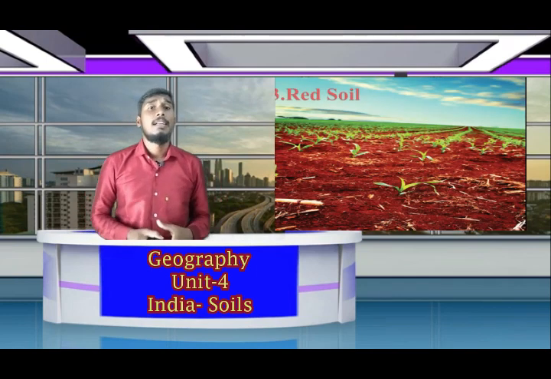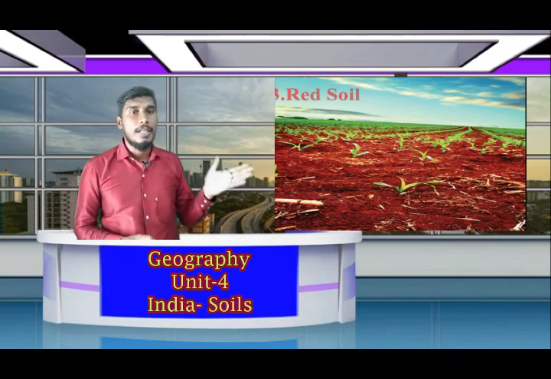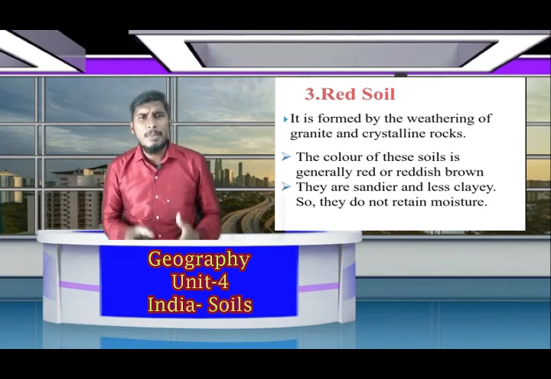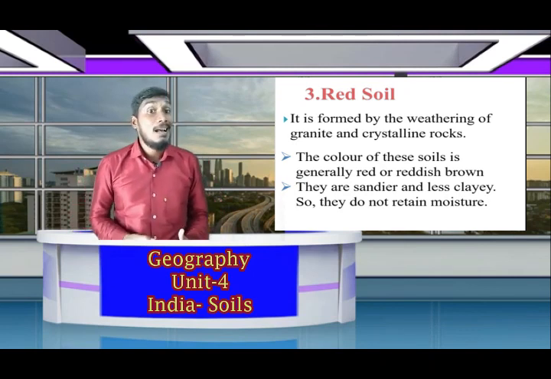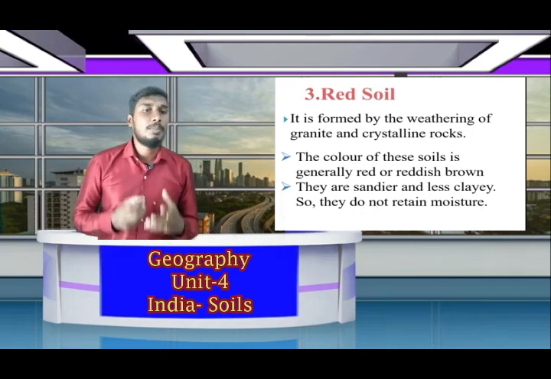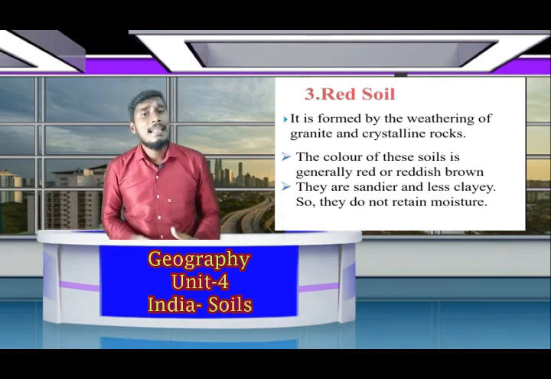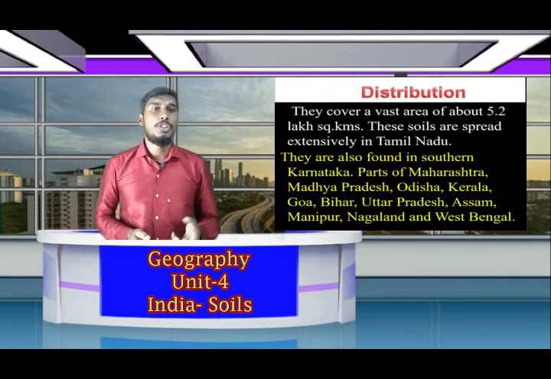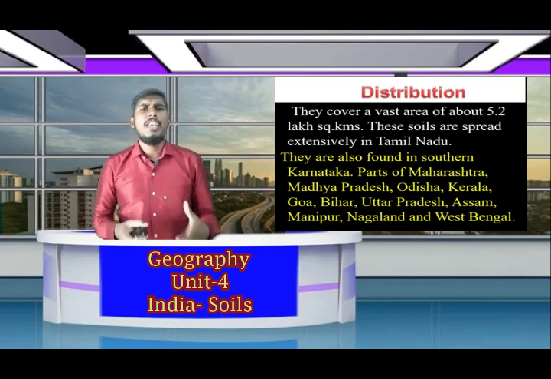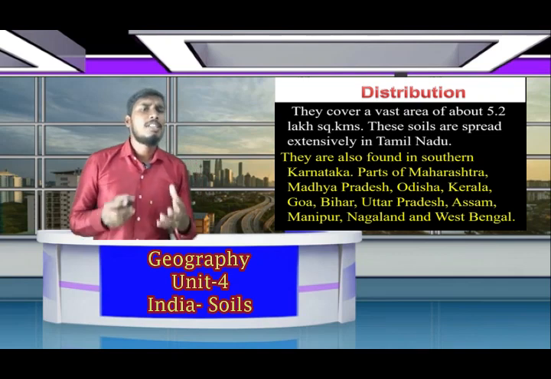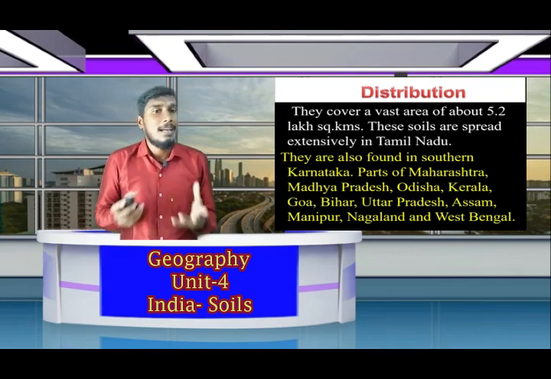And the next one is, you can see in the picture, yes, red soil. The red soil is formed by the weathering of granite and crystalline rocks. The color of the soil is generally red or reddish brown. They are sandier and less clayey, so they don't retain moisture. They cover a vast area, about 5.2 lakh square kilometers. The soil is spread extensively in Tamil Nadu.